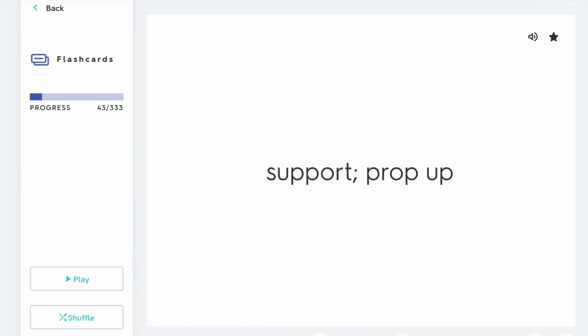Buttress. To support or prop up. He buttressed his defence with a key eyewitness and an alibi that supported what he was saying. To support it, to buttress it, prop up. Or the buttress on a fortress that keeps the walls standing up straight. Buttress.